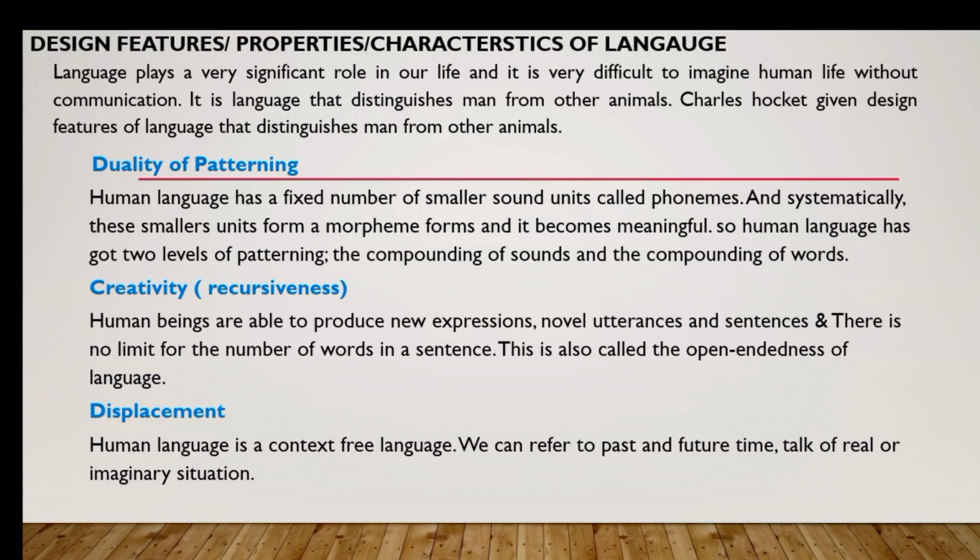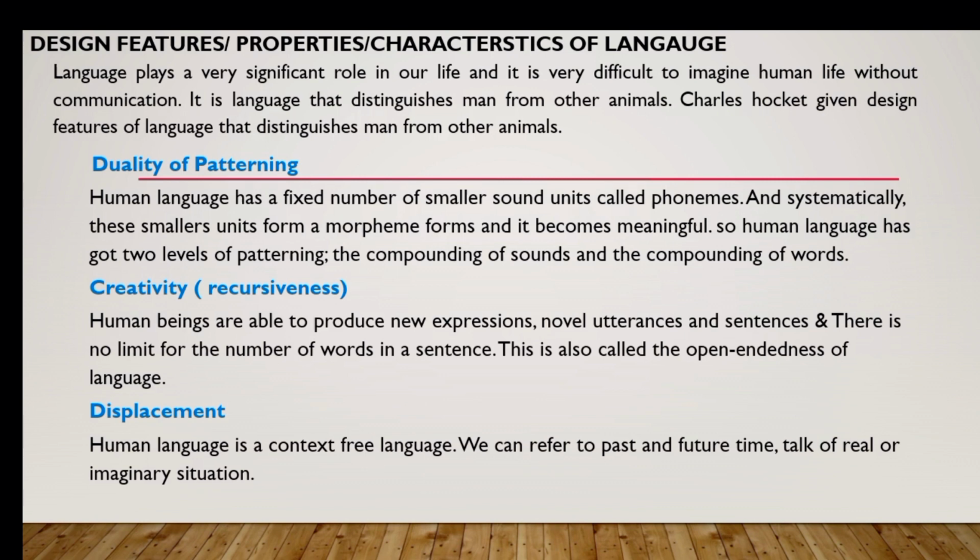The second design feature is creativity, and it is called recursiveness. Human beings are very capable of creating new sentences, new words, and new expressions in the language. It is his ability, his aptitude, that he can form and create a number of sentences. And this is called the open-endedness of language.